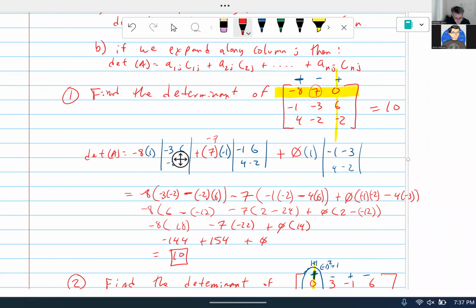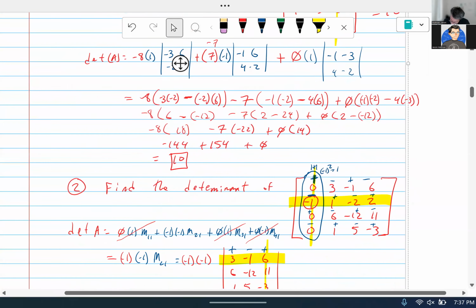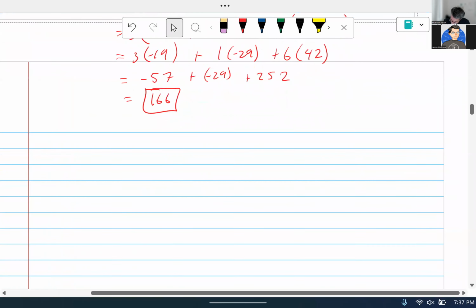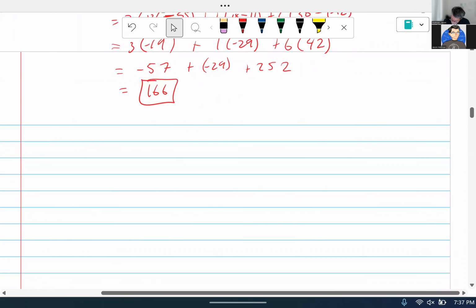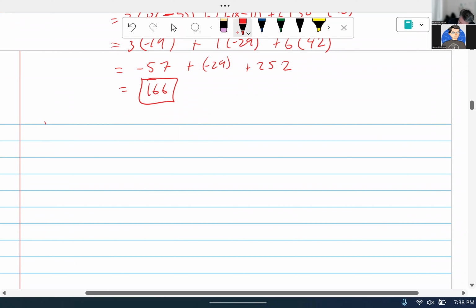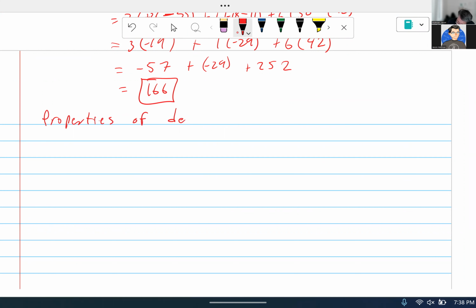Let's look at some properties of determinants real quick. Properties of determinants. Okay, let A and B be n by n matrices. So they're the same dimension, same square matrices.